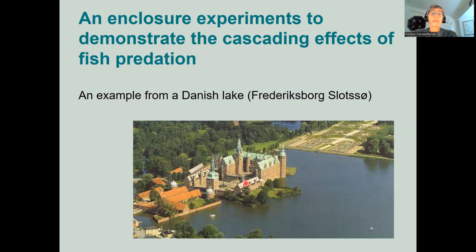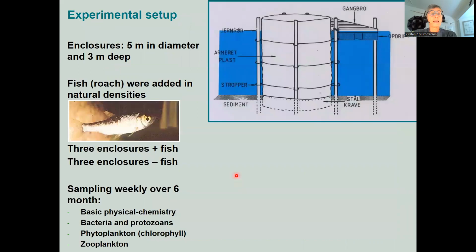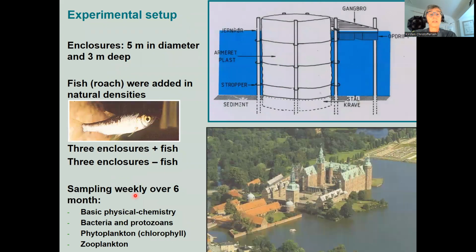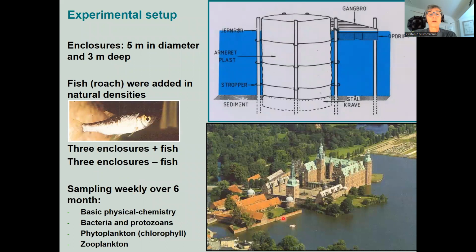An enclosure experiment can show the role of the fish. This is an experiment we have made in the lake, where we had big enclosures like these ones here. They were 5 meters in diameter, in a water depth of 3 meters. We added roach to 3 of them and kept 3 others free of roach. And then over 6 months we measured the basic conditions in the lake, as well as phytoplankton and zooplankton abundances. So here you can see that our enclosure system is right here in the lake.